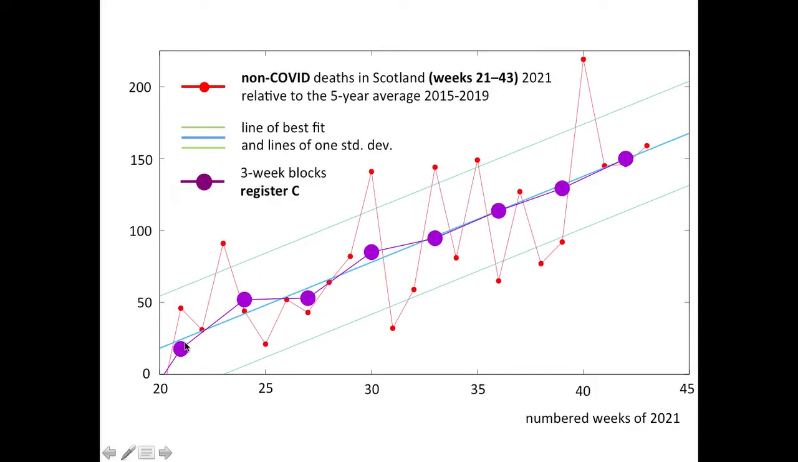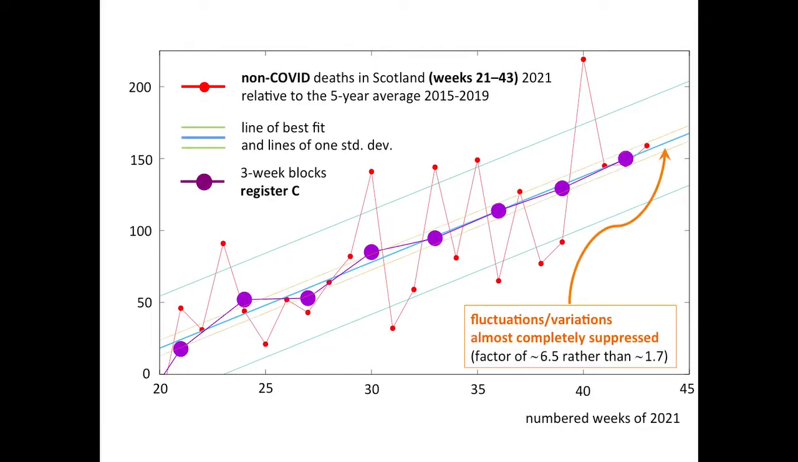So this point is the average of these 3, this point is the average of these 3, this point is the average of these 3, and so on. And we can measure the variation here, and it is absolutely tiny. In fact, it's almost a factor of 7, whereas we're expecting from our rule of thumb a factor of 1.7.